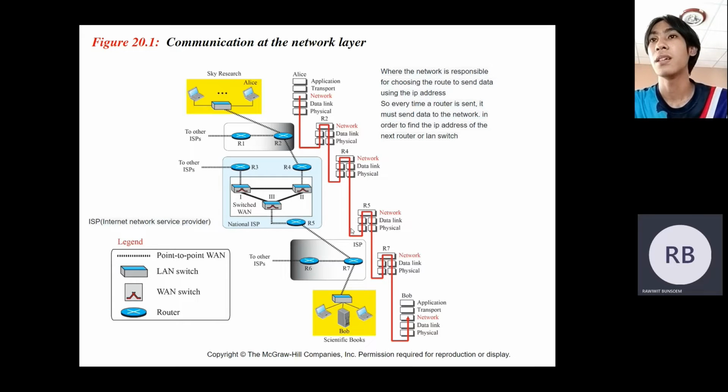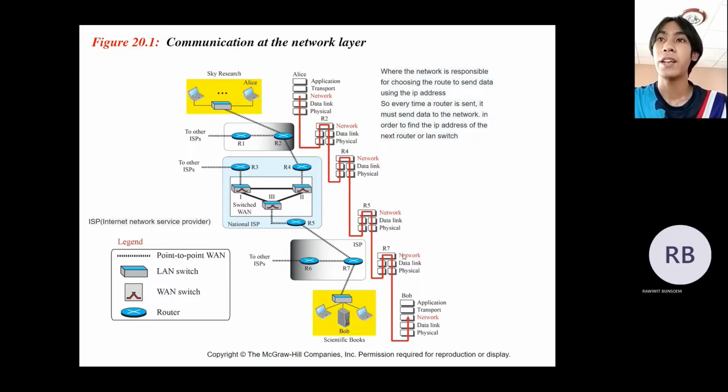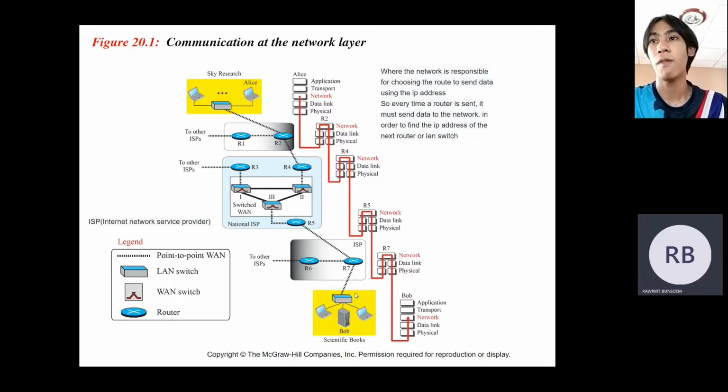Router R5 sends to the network. The network sends to router R7. Router R7 sends to the network, and the network is sent to the WAN service. The WAN service is sent to the network. The network is sent to Bob. Okay, the next.